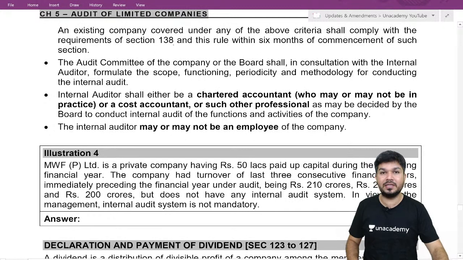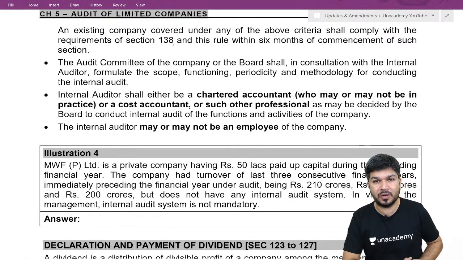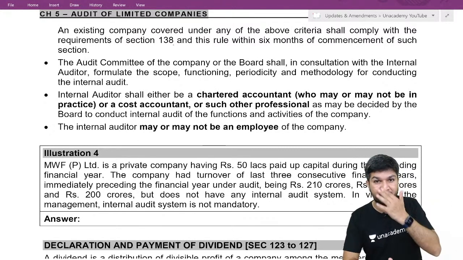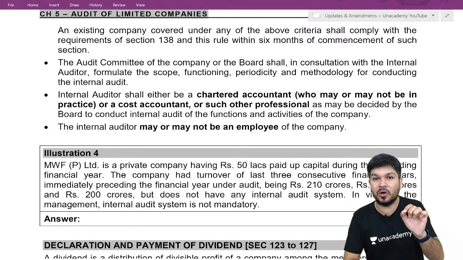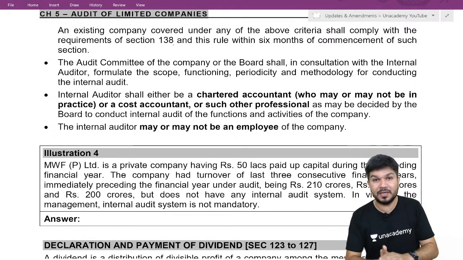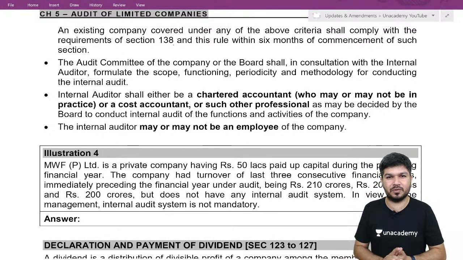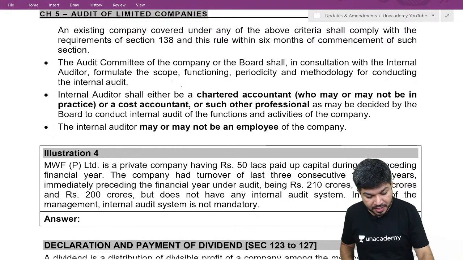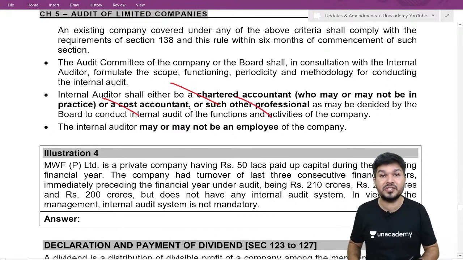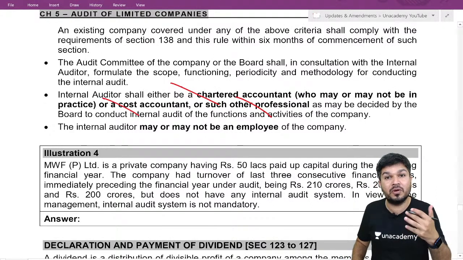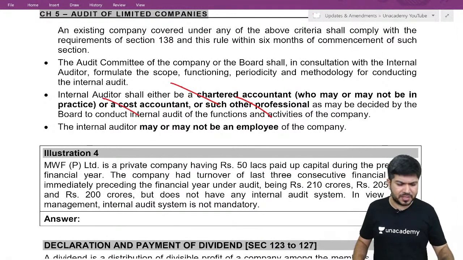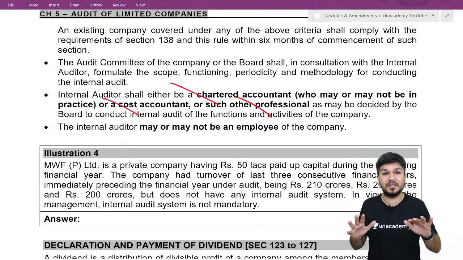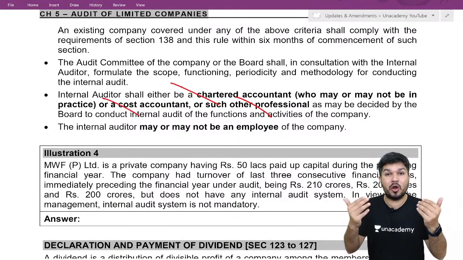Okay, if internal audit is applicable, who will appoint the internal auditor? Again, the BOD will appoint. The audit committee recommends, the BOD will appoint. And sir, he will report to whom? He will report to the board of directors only. Now sir, would he be a chartered accountant? Not necessary. He can be either a chartered accountant or a cost accountant or such professional as is decided by the board of directors. And if he's a chartered accountant, should he be holding COP? Not necessary. As per the Companies Act, he may or may not be holding COP.